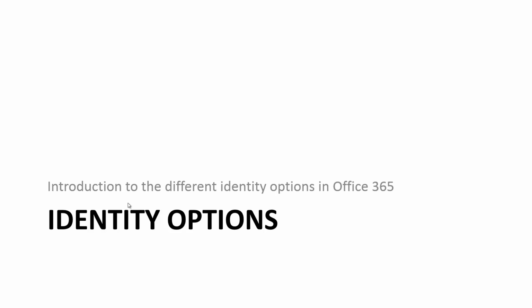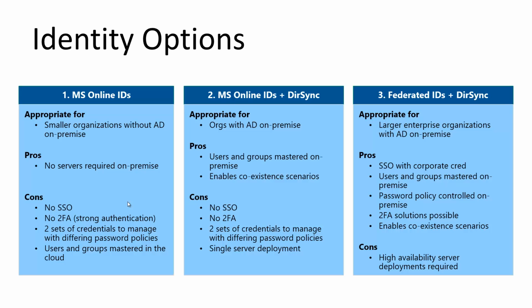So as said, the different identity options consist of three main options that you have. The first option is the Microsoft Online IDs, meaning that you'll store your identity fully in the cloud. There is no relationship with an on-premises environment, and usually this is great for smaller organizations, because they don't necessarily need to maintain an infrastructure on premises. That's also its biggest advantage.